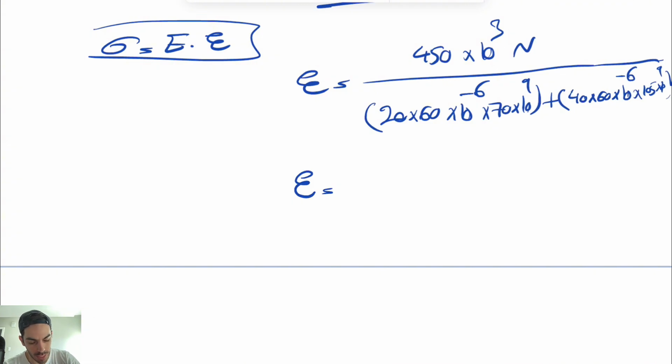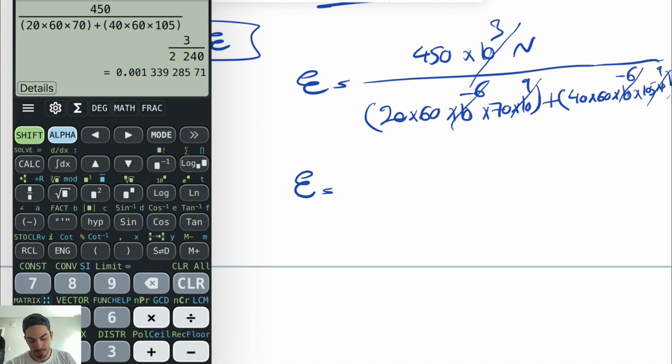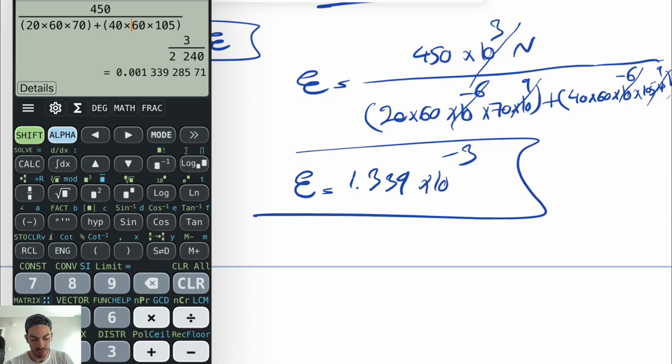If we look at this, each of these is going to give us 10 to the 3, which will cancel out with the numerator. So let's just see what we have in our ratio. 450 on top, and in the denominator we have 20 times 60 times 70 plus 40 times 60 times 105. If we look at this, we'll see that we're going to get 1.339 times 10 to the minus 3 for our strain. Obviously, it doesn't have any unit either.